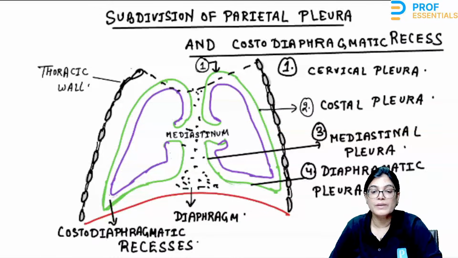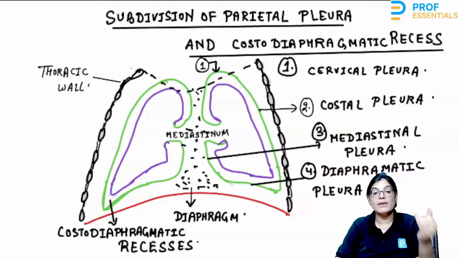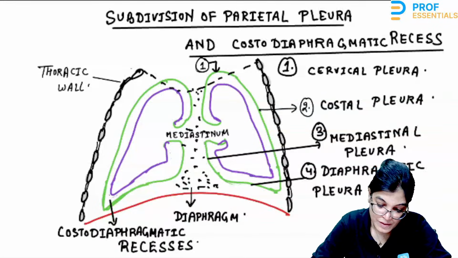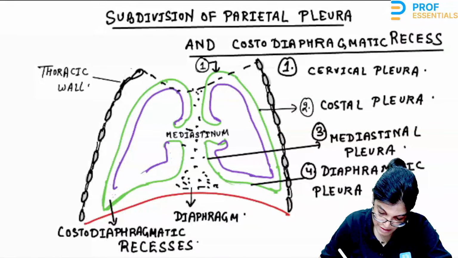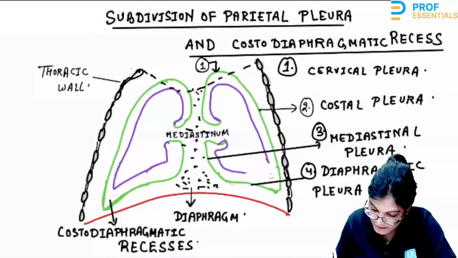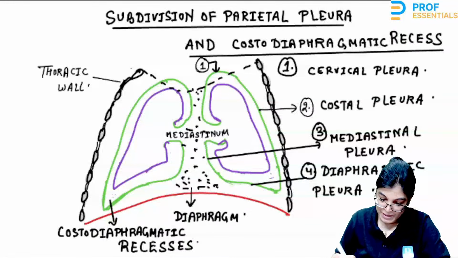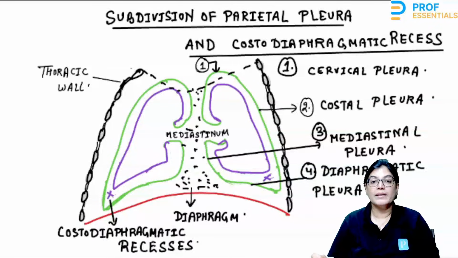Got it? So here we have drawn the paths of the parietal pleura, and we have also seen the location of costodiaphragmatic recesses. Costodiaphragmatic recesses. Clear? So this is how you will draw. If you see, the substantial space will be here. You can see this is the substantial space on either side, which I am showing you. So this part is the costodiaphragmatic recesses. Got it? Okay. So done with this.